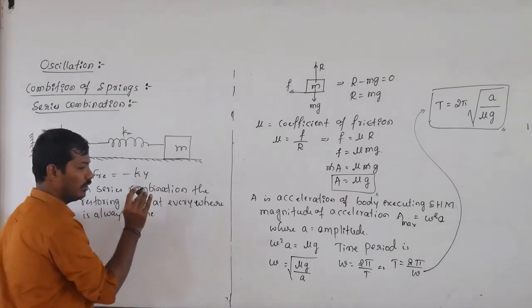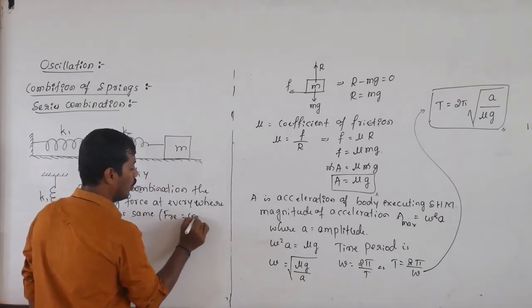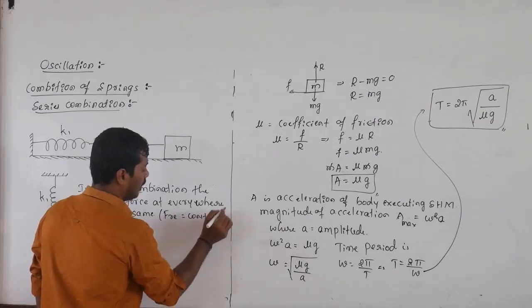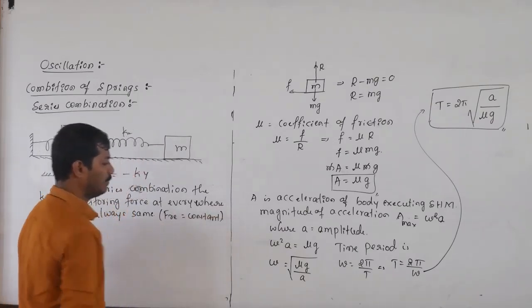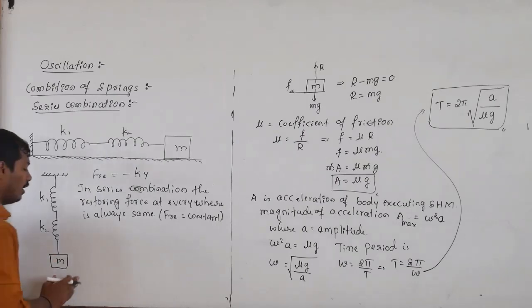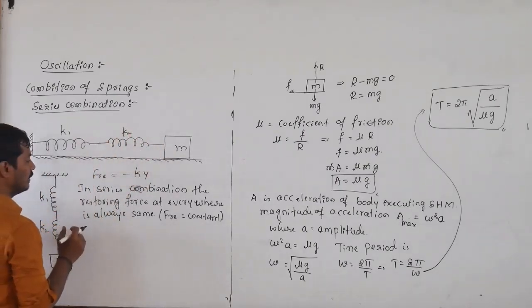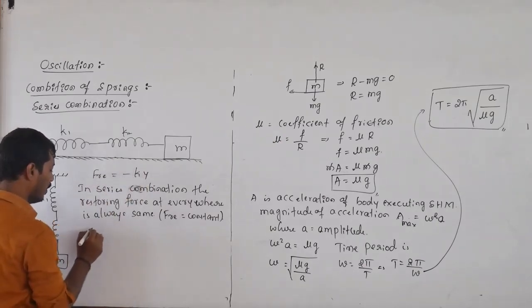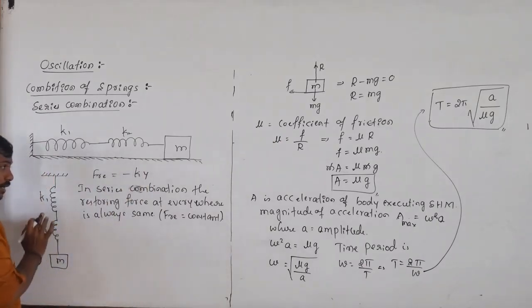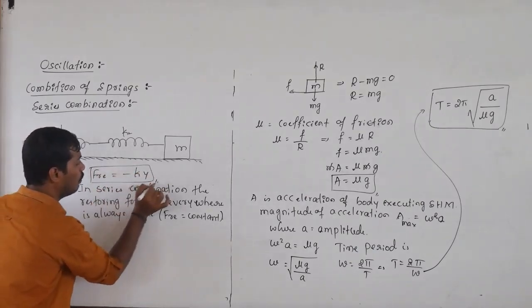It means the restoring force is constant. If the restoring force is constant, what about the displacement? The time period depends on what? The spring time period depends only on the displacement of the body. Then the combination is there, K1 and K2 are there. You can take this formula. This is the effective force.